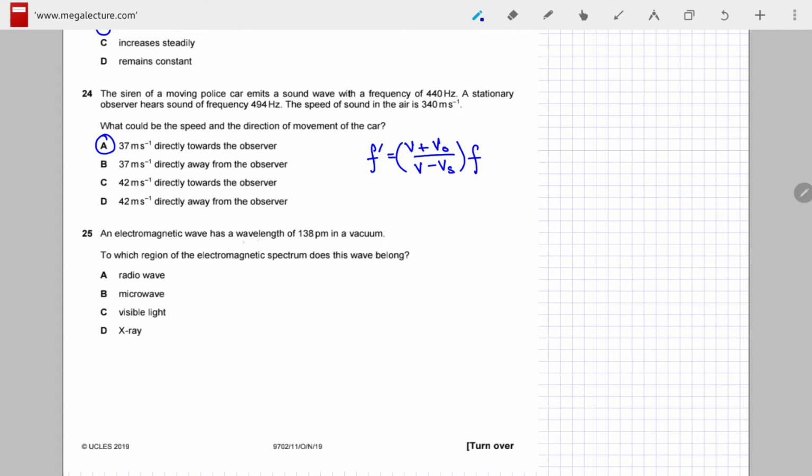25. An electromagnetic wave has a wavelength of 138 picometers in vacuum. To which region of the electromagnetic spectrum does this wave belong? Well, we know that X-rays belong in the region which is from 10 picometers to 10 nanometers, right? So which means that 138 picometers should lie within the X-ray range. So the correct option is option number D.